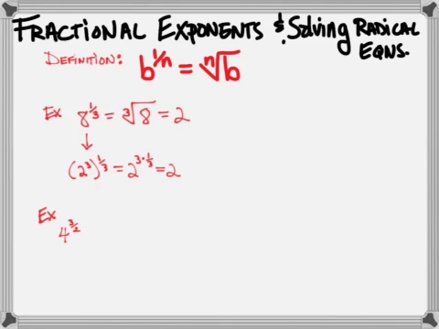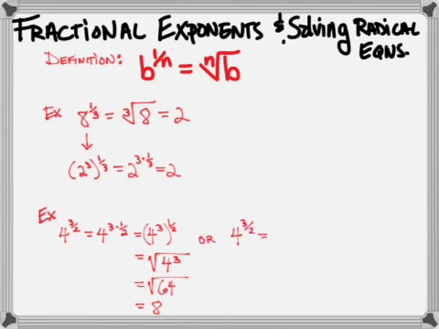1. So if I look at 4 to the 3 halves, that's 4 to the 3 times a half, which is 4 to the 3rd, raised to the half power. And 4 to the 3rd is 64, and then the half power asks for the square root of 64, which gives me 8. I could do it differently if I wanted to.